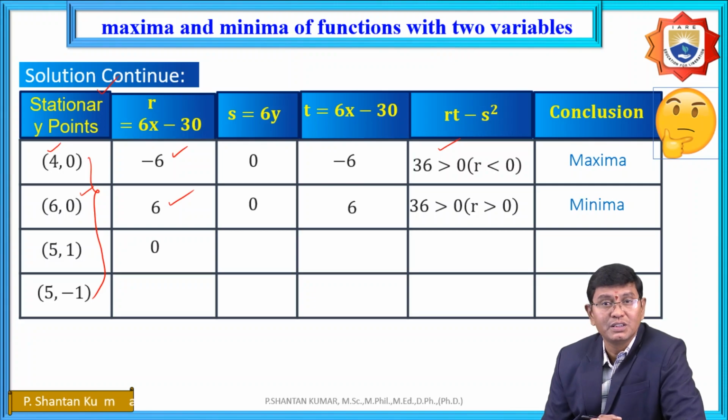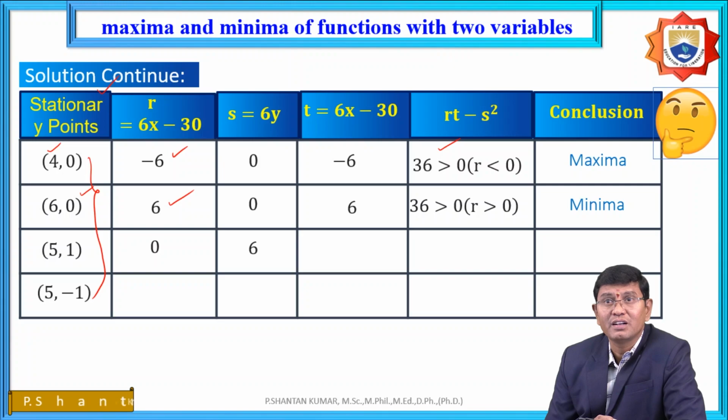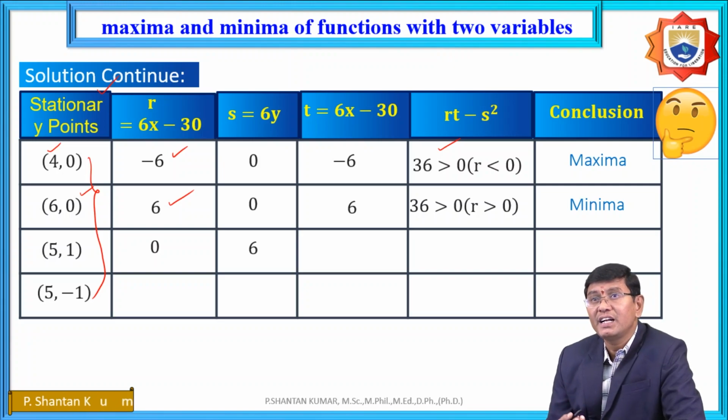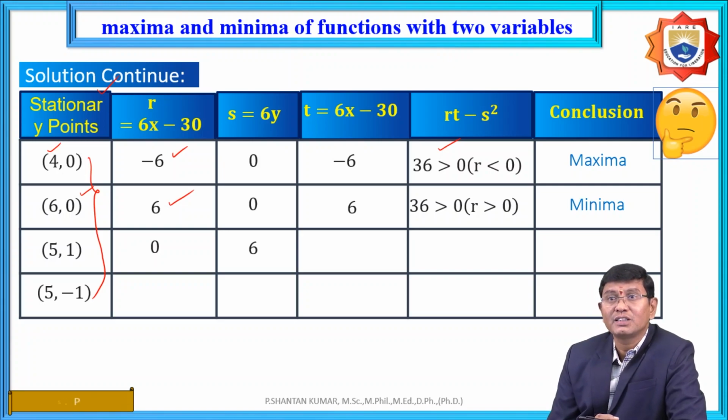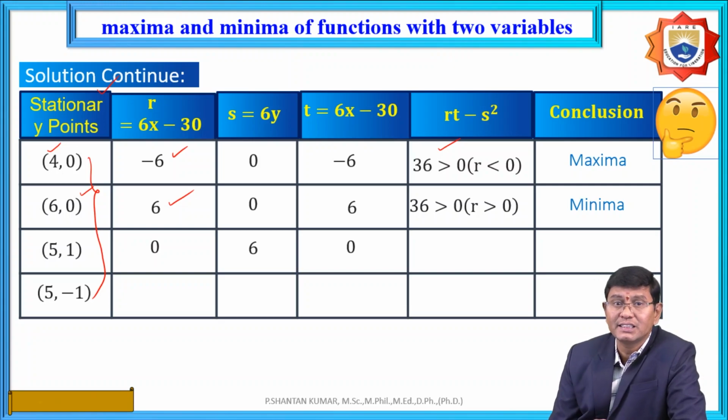Therefore, the value is 0. And again, s is 6y, which after replacing y equal to 1 gives 6. And again, t at x equal to 5 is also 0. And here, what we are observing is rt minus s square, that means 0 into 0 is 0 minus 6 square, that is minus 36. That means minus 36 is less than 0.